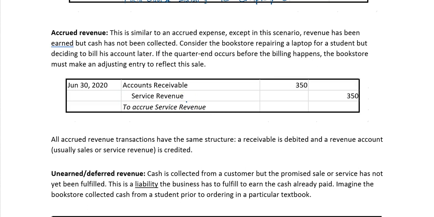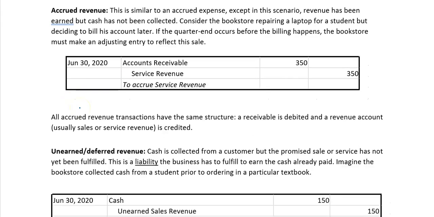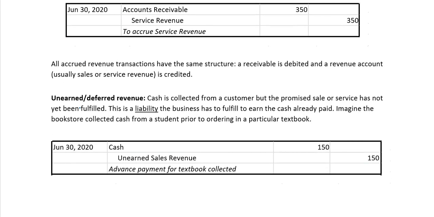So this is no different from performing a service on account. That's essentially what it is. You've done a service, somebody owes you money, so you make this adjusting entry at the end of the quarter to ensure that revenue is recognized in the quarter it should be recognized. Right? You don't want it to split over to next quarter because this quarter is actually when you did the work. All accrued revenue transactions have the same structure. A receivable is debited and a revenue account, usually sales or service revenue, is credited.